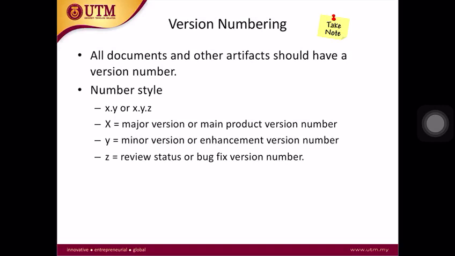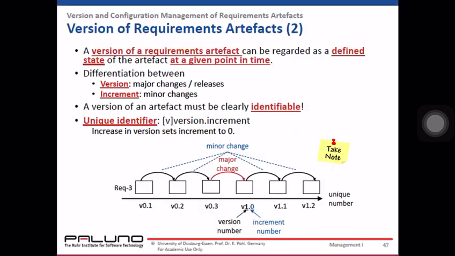Okay, there are two common ways to number the version. We have this x.y or x.y.z. Let's see the example for x.y first. Okay, in this slide, it shows you how requirement 3, this is the unique ID for requirement 3 for example.